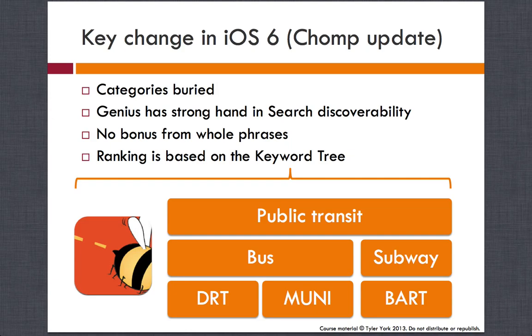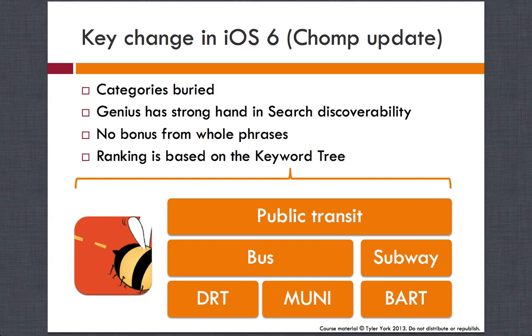Furthermore, unlike the Android market, which I think still does this, the Chomp update made it so that there's no bonus from whole phrases. So having the phrase best photo editor is no better than just having photo editor or photo. And that's something that's very different from Android. Android lets you get very specific with the key phrases and can help you that way, but iOS took that away. And the last, which is a pretty important topic, is what I call the keyword tree.